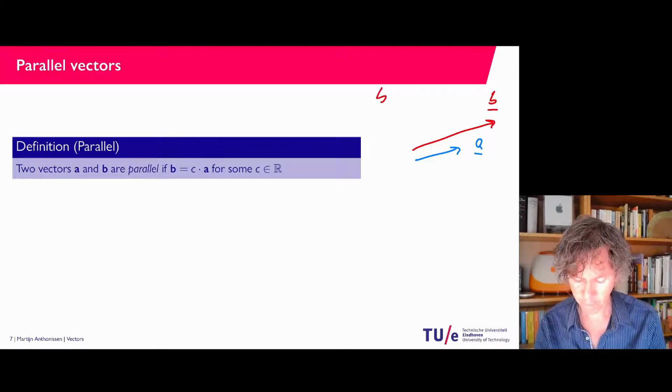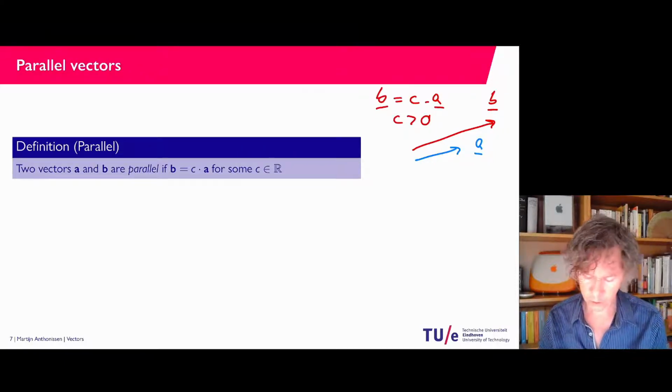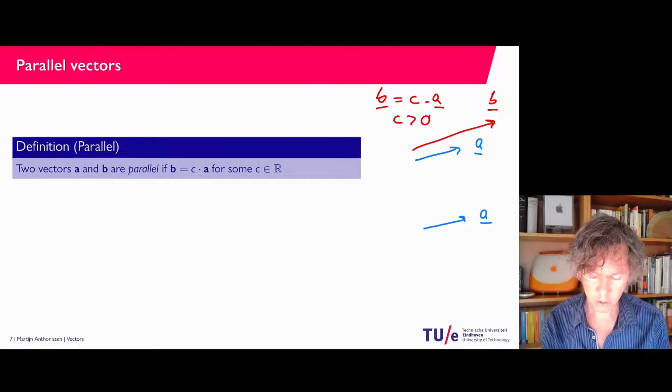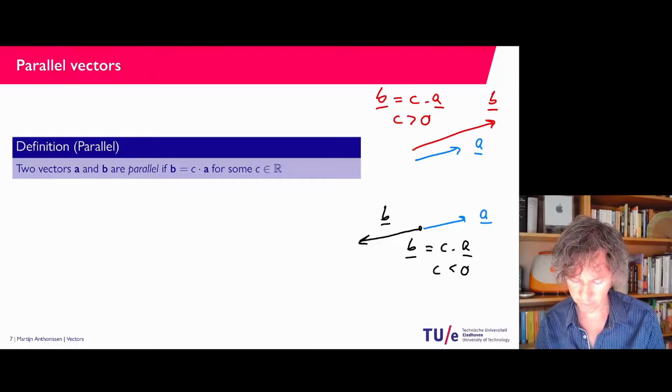So here we have B is C times A with C some positive number. It's even bigger than 1 here because I made the vector longer. We could also say, well, I have this vector A, and let's do that in a different color. I let B point in the opposite direction. So here we have B is C times A with C negative.